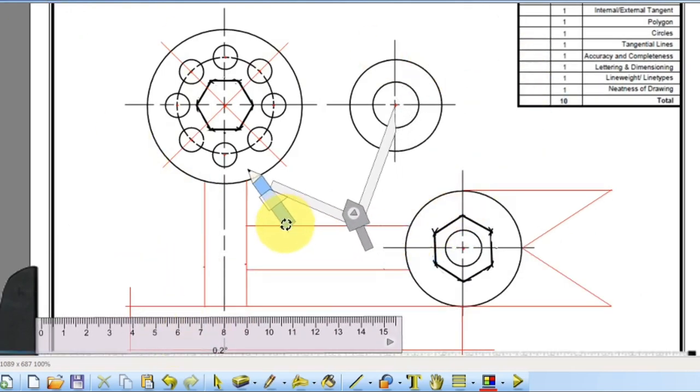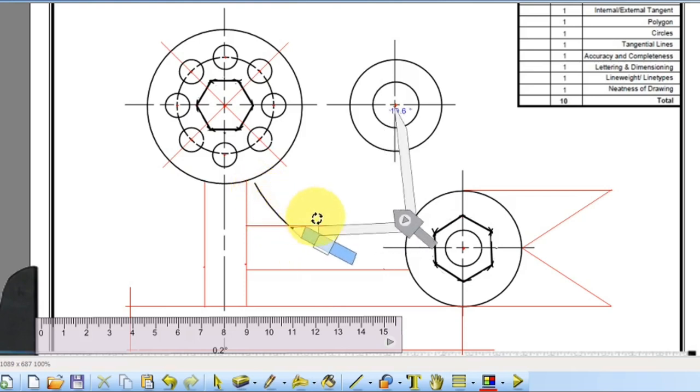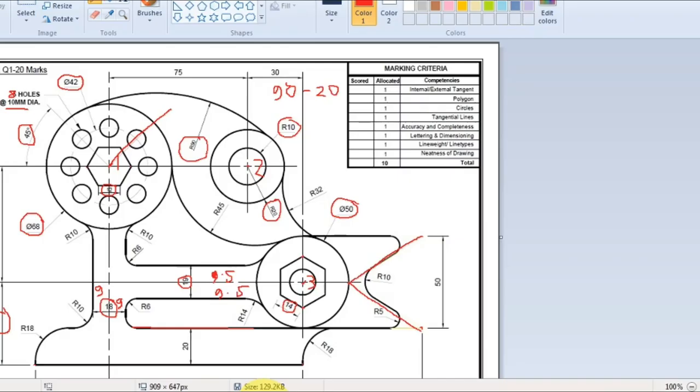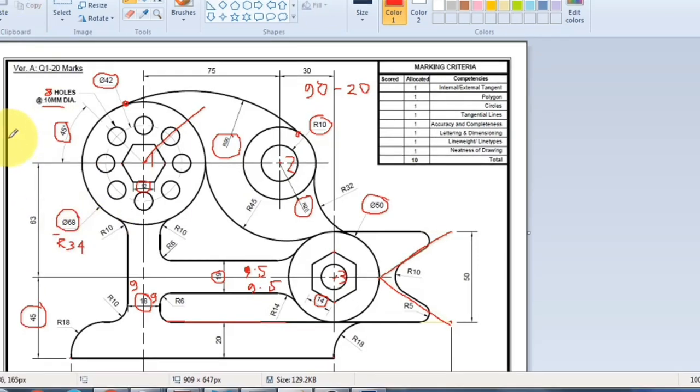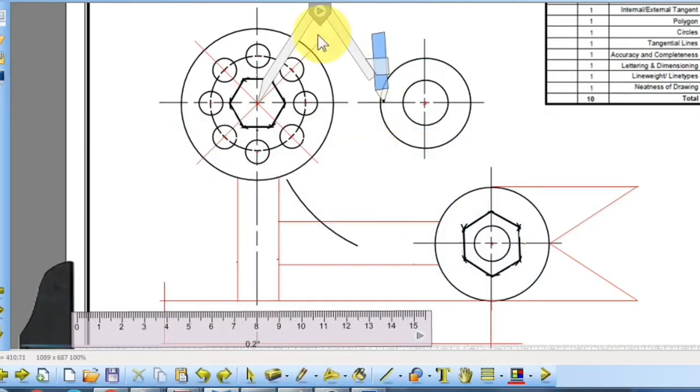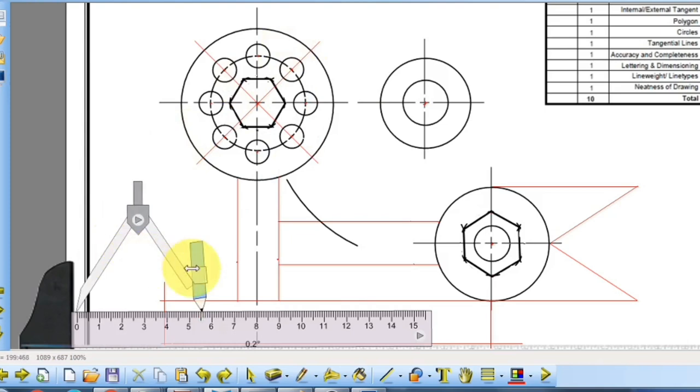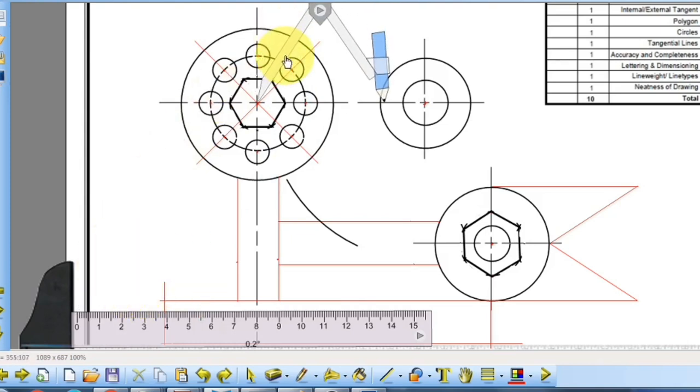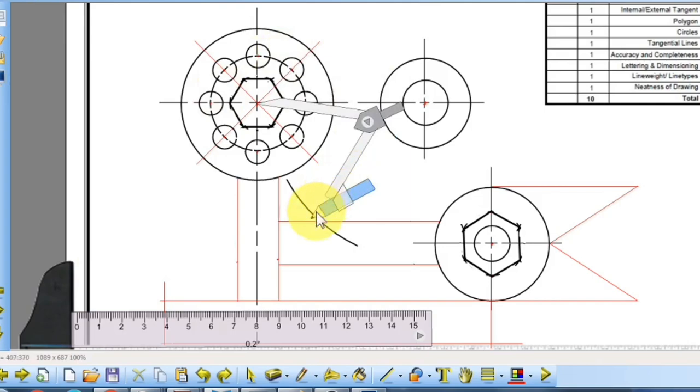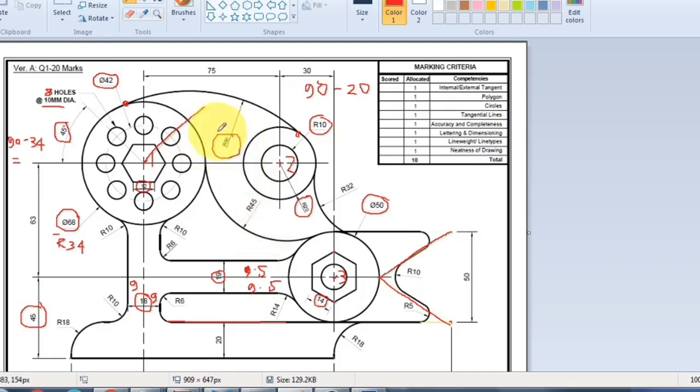So we're going to make an arc. And then next, this one. Here, touching with this point, this one, and this one. This one is tangent to this circle with the diameter 68, which is the same as radius 34. So 90 minus 34 is equal to 56. So 56 units here. And then now we can open our compass to radius 90.